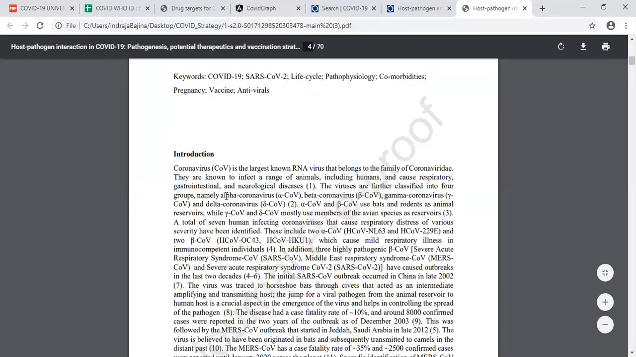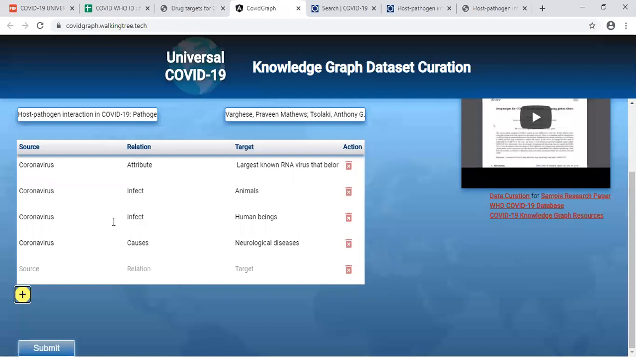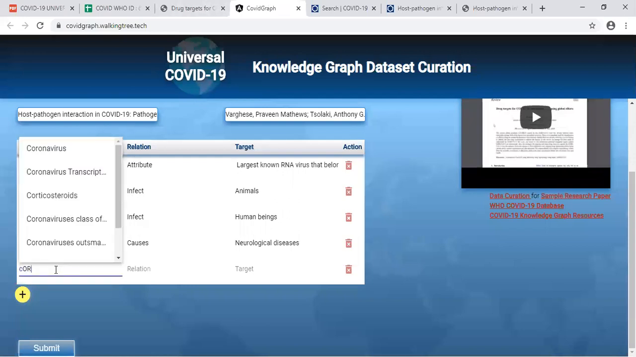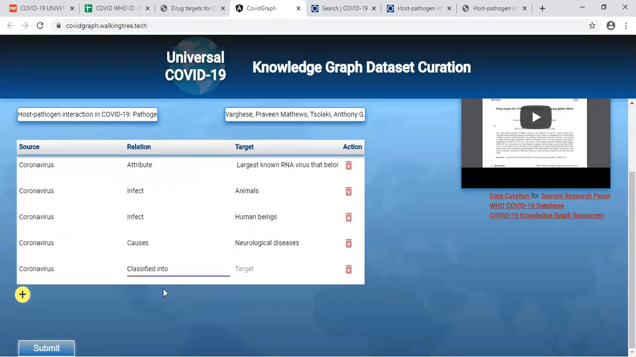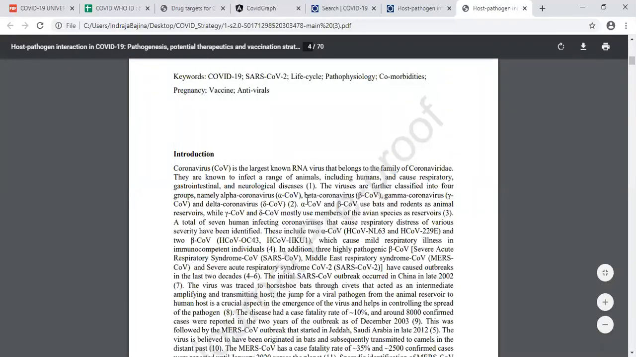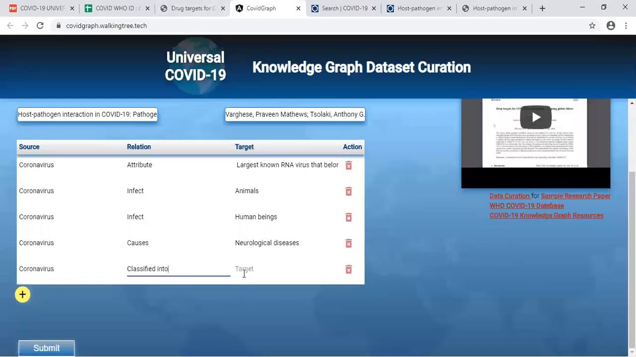Then they talk about classification of coronavirus into 4 categories. So this is an important relationship, and then you can just write that coronavirus is classified into... I think you already have this relationship. There would be other classifications as well. So you already have this classified into relationship available. You can choose from there. And they are talking about alpha coronavirus, beta coronavirus, gamma coronavirus, and delta coronavirus. So let me just take one of them. Say I take gamma coronavirus or maybe delta coronavirus. So I'll take delta coronavirus and I'll first see whether this is available there or not. As you see, delta coronavirus is already available there. It's good. I add it.